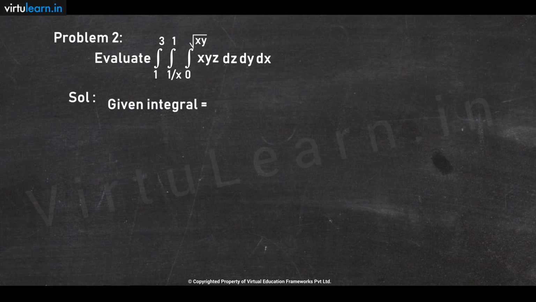So the given integral can be written as integral x is equal to 1 to 3, integral y is equal to 1 by x to 1, integral z is equal to 0 to root of xy, of xyz dz dy dx. Because the limits for z are depending on x and y, limits for y are depending on x, and limits for x are constant, we have to perform integration with respect to z first, then with respect to y, and then with respect to x. Therefore, we write dz dy dx.